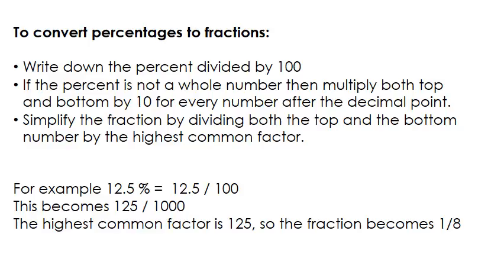So if you had 12.5%, you first of all write that down, the percent divided by 100, so that would be 12.5 divided by 100. Then you've got one number after the decimal point, so you have to multiply both numbers by 10, so that gives 125 divided by 1000. And then lastly, we're going to simplify that by looking at the top and bottom number and finding the highest common factor. So in this case, the highest common factor is 125. So 125 divided by 125 is 1, and 1000 divided by 125 is 8. So the fraction then becomes 1 divided by 8.